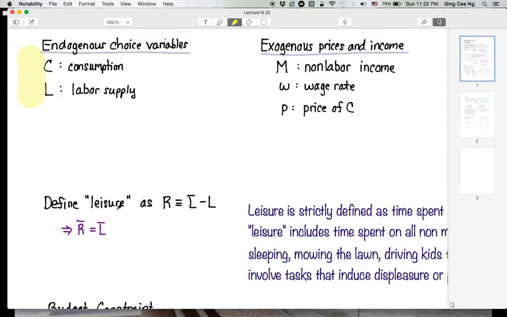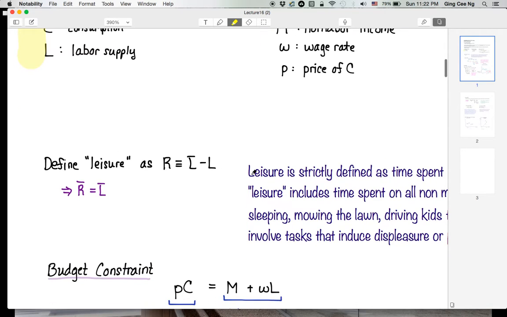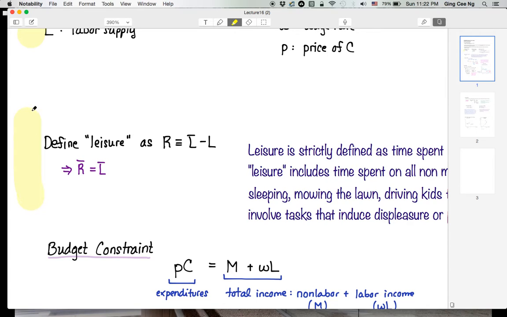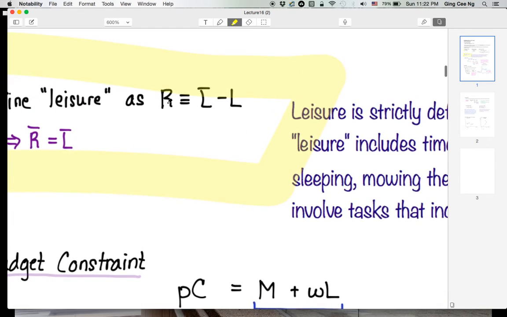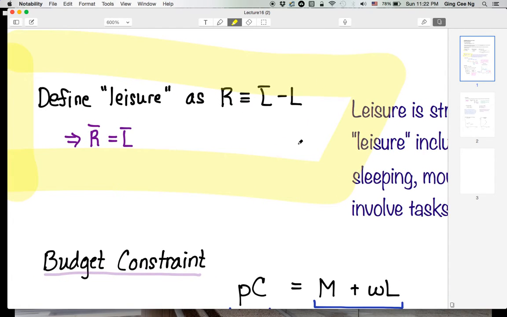And any time that he does not spend working, we're going to define as leisure. So if you look down here, okay, R, which is called, I don't know what R stands for, maybe R for relaxation, is going to be defined as L bar, which is going to be your maximum amount of hours, your time endowment in life, minus L, which is the number of hours that you spend working.